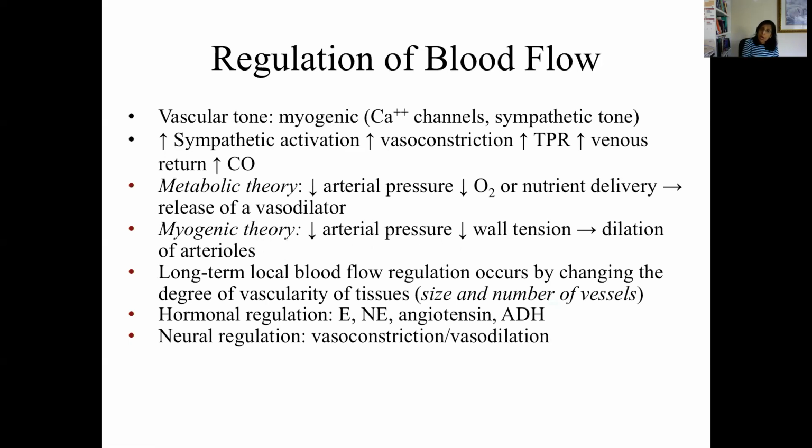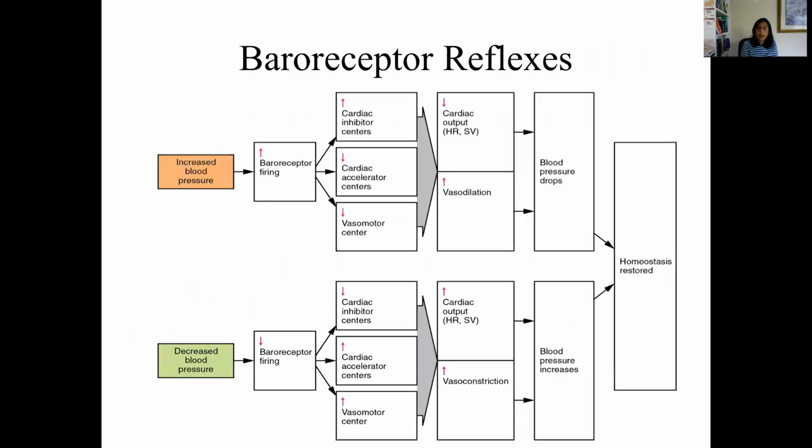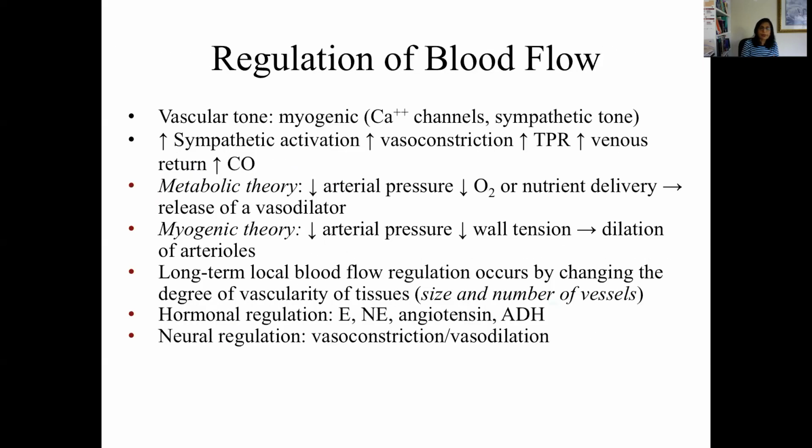Long-term local blood flow regulation is by adding blood vessels or removing blood vessels. That is where you're talking about changing the degree of vascularity of tissues, the size and number of vessels. Anastomosis can develop. That means blood vessels grow from one artery to another artery, or one artery to a vein, and so on. Basically, addition of capillaries is typical when there is increased blood supply.